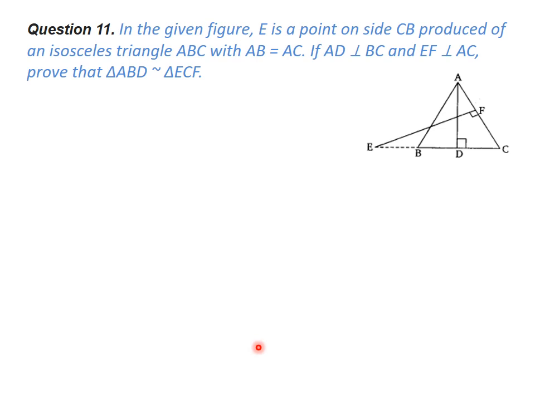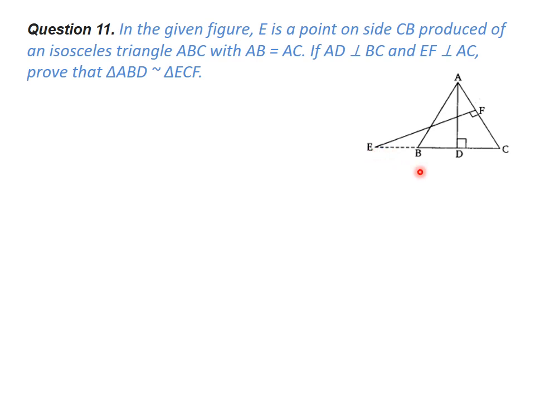Question number 11. In the given figure, E is a point on side CB. CB is a side of triangle ABC, an isosceles triangle with AB equals AC. So AB is equal to AC, and if we extend CB, we will get the point E.